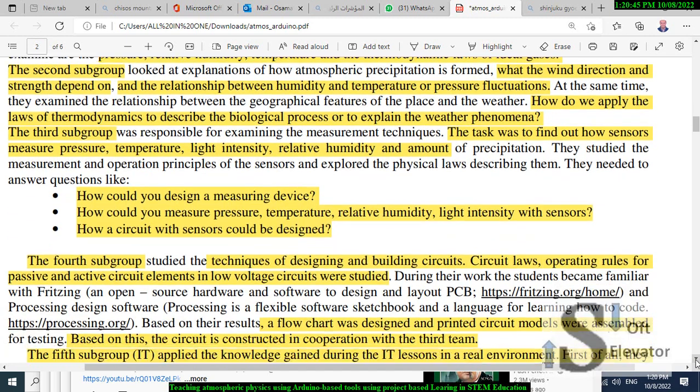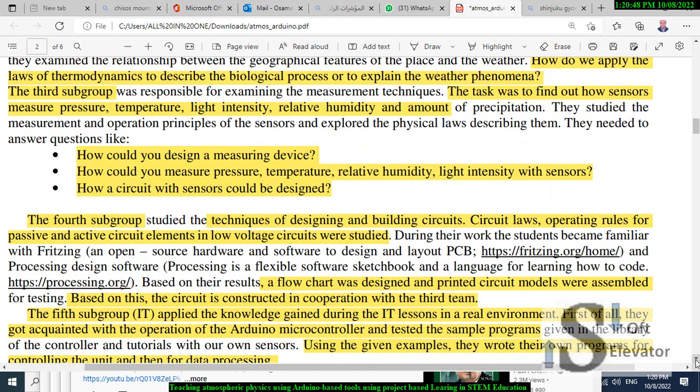All these great questions. The fourth subgroup studied techniques of designing and building circuits, circuit laws, operating rules of passive and active circuit elements, and low voltage circuits. Based on their results, a flow chart was designed and printed circuit models were assembled for testing. Based on this, the circuit is constructed in cooperation with the third team.